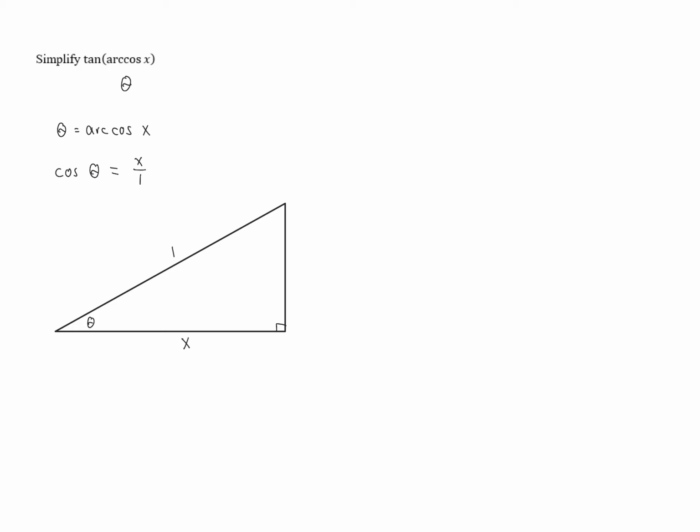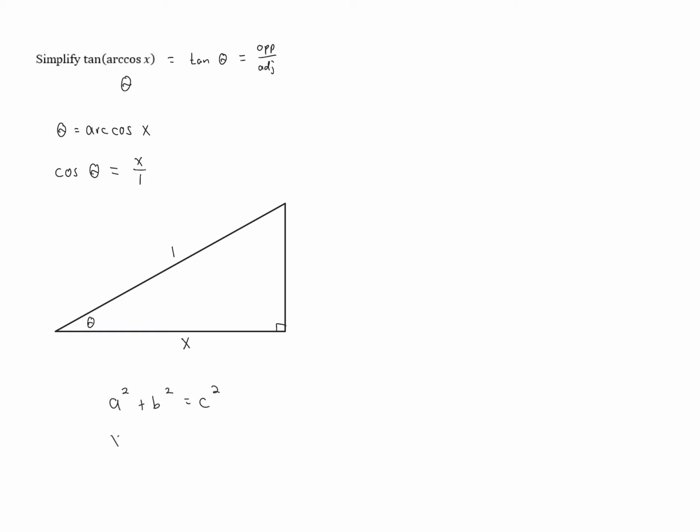And then if we want tangent of arc cosine of x, that just becomes tangent of this angle theta. And we know that the tangent of an angle in a right triangle is the opposite over the adjacent. And so we need to know what the length of this opposite side is. And for that, we use the Pythagorean theorem. a squared plus b squared equals c squared.